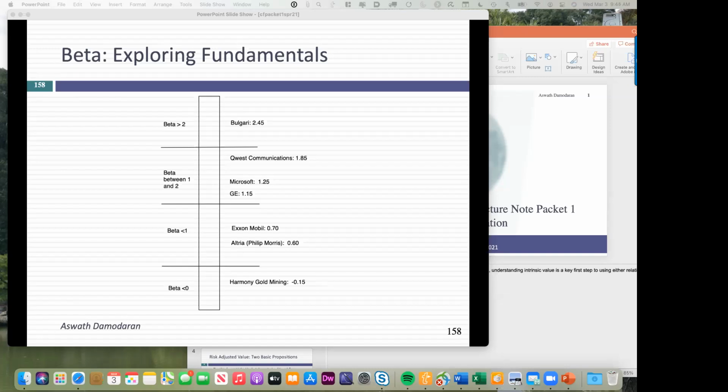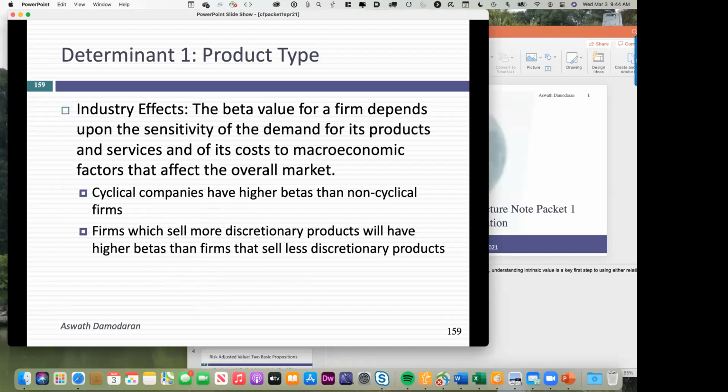So here's what I'm going to do. I'm going to take the variables that we talked about and try to convert them into three specific variables. And these are the three variables that determine the beta for your company. First, tell me what you do. What kind of product or service do you provide? In the old days, 20 years ago when I taught this class, I used to divide the world into cyclical companies and non-cyclical companies. You know the contrast, right? Cyclical companies tend to move up and down with the economy. Non-cyclical companies don't.